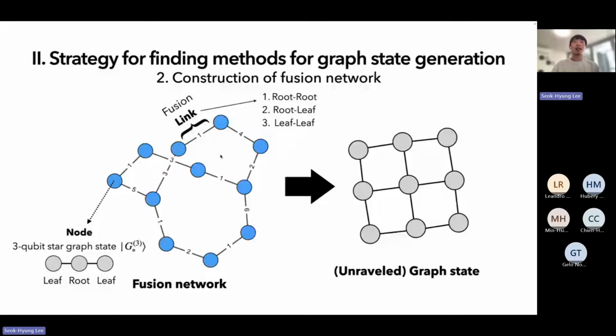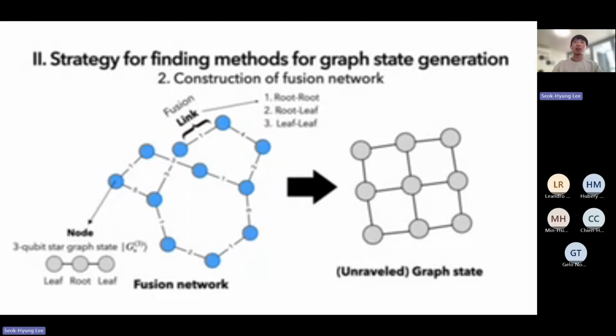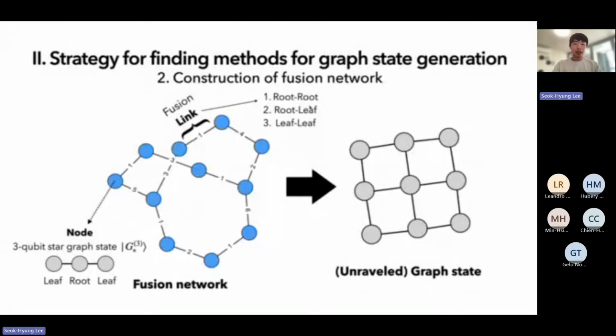Okay, I see. But I remember that this fusion network doesn't contain root-to-leaf links. Yeah, but in general, some graphs can contain these links. So is the direction determined arbitrarily, or is it fixed? It is fixed. It is determined by the following process. Oh, I see. The process you mentioned in the next slide. Yeah. Okay, thank you.